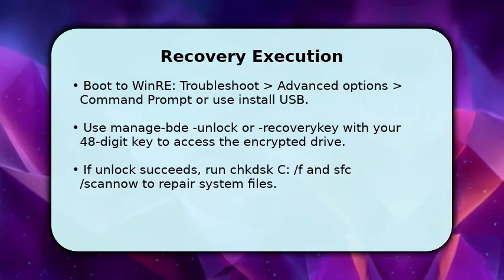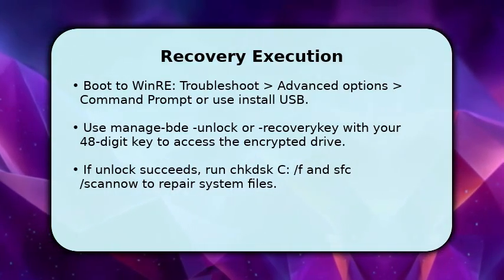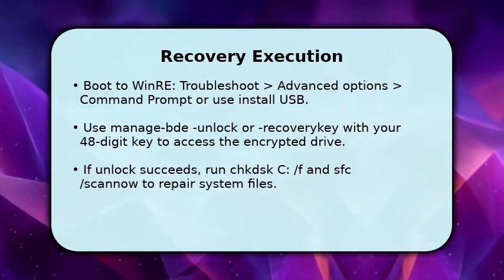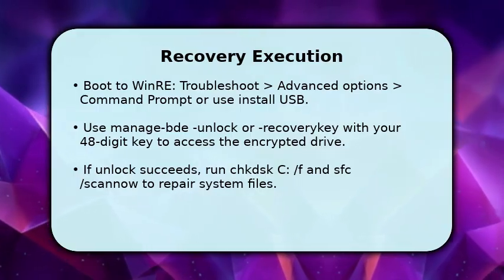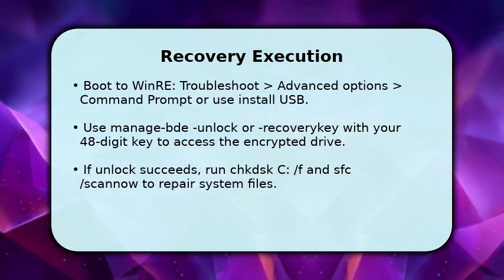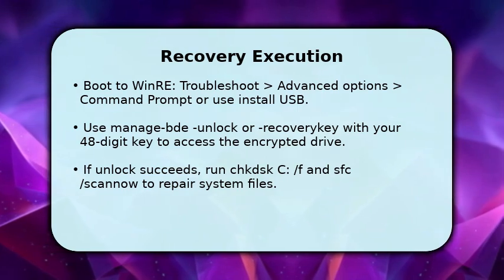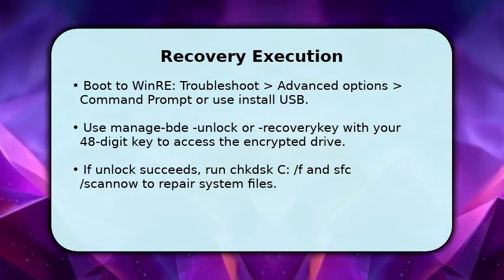After successful unlock, mount the volume and run chkdsk C: /f to fix file system errors. Then sfc /scannow to restore corrupted system files. These commands prevent repeated BitLocker prompts by repairing underlying issues.